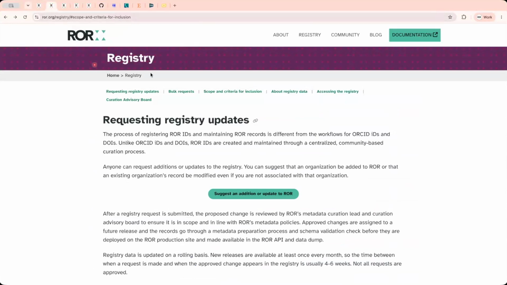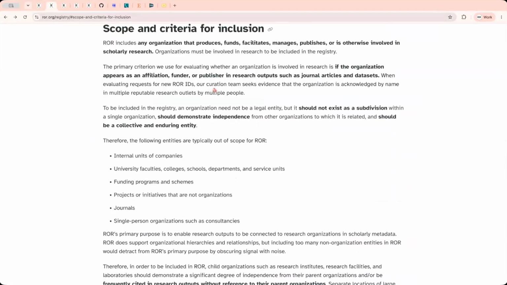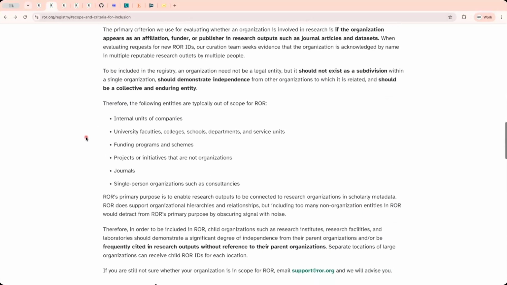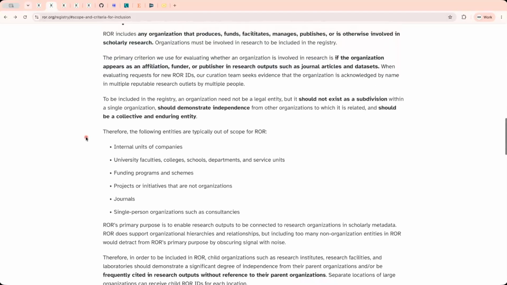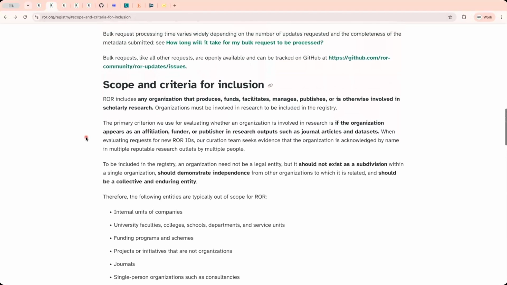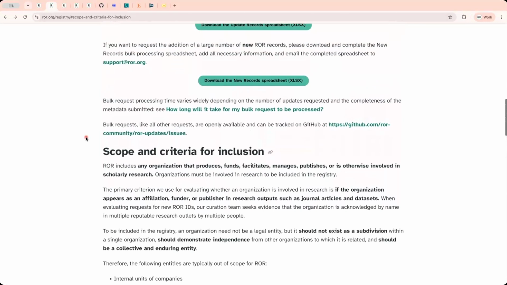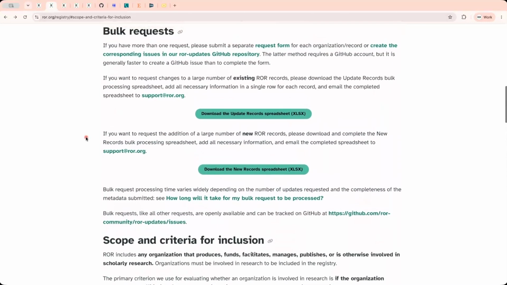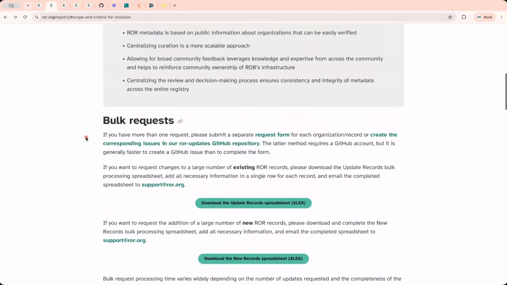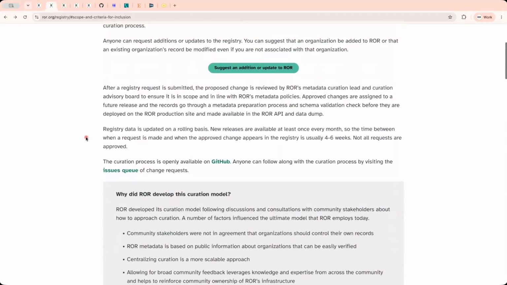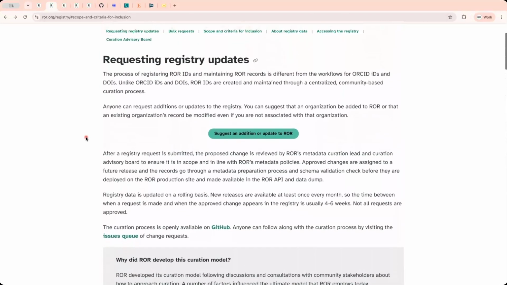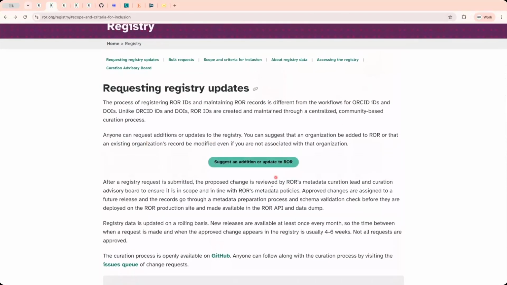In short, carefully reading these guidelines about the types of organizations that are in scope for ROR can help you determine if you should go on to request a new ROR ID. If you search the registry for an organization and have read the scope and criteria for inclusion and are ready to request a new ROR ID, the next step is to go to the request form. You can click the button Suggest an Addition or Update to ROR on the registry page to go to the form. Let's look at the form for the third and perhaps most important tip.